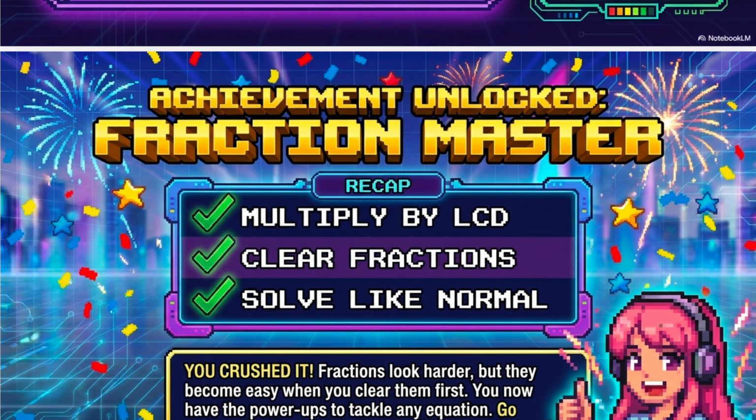Awesome work. Remember, the big takeaway from this lesson is simple. Multiply by the LCD, clear the fractions, and then solve like normal. Fractions may look harder at first, but once you remove them, the equation usually becomes much more manageable.